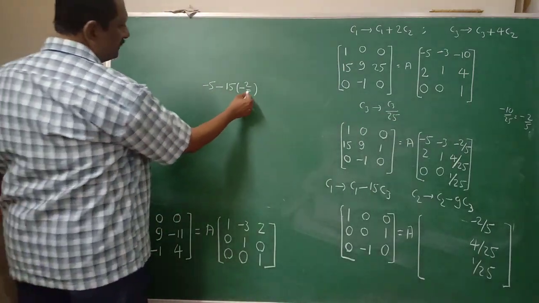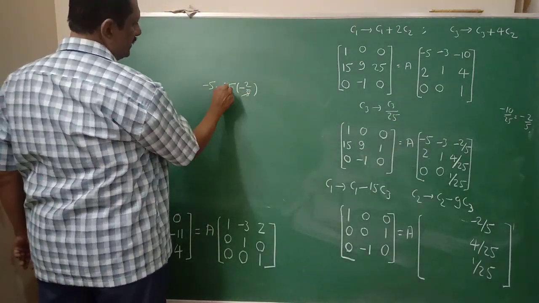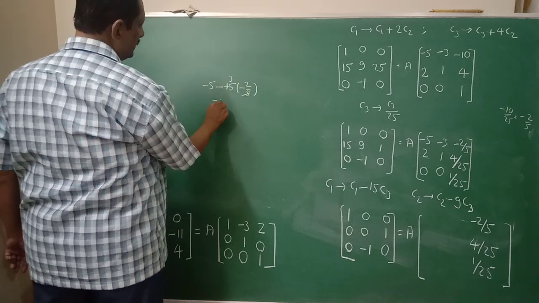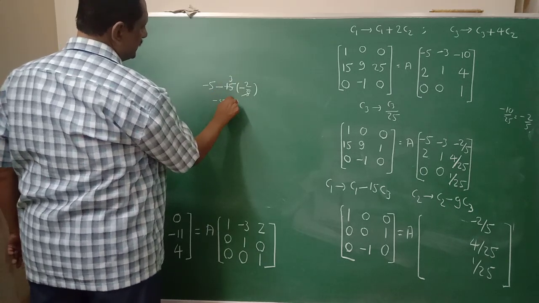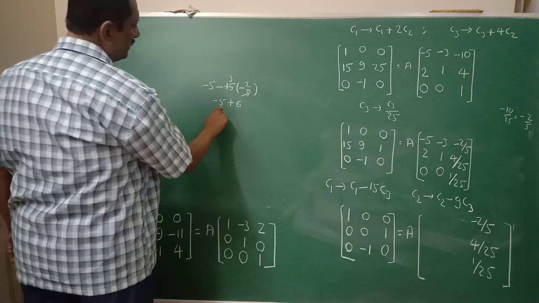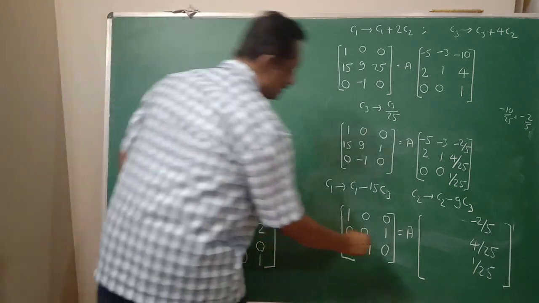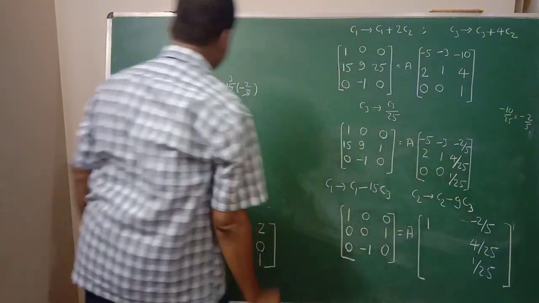Then 5 ones are 5, then 5 3s are 15, cancels here. Minus into minus becomes plus here, 3 2s are 6 here. Minus 5 plus 6 becomes 1, so this becomes a 1 here. So this is a 1.